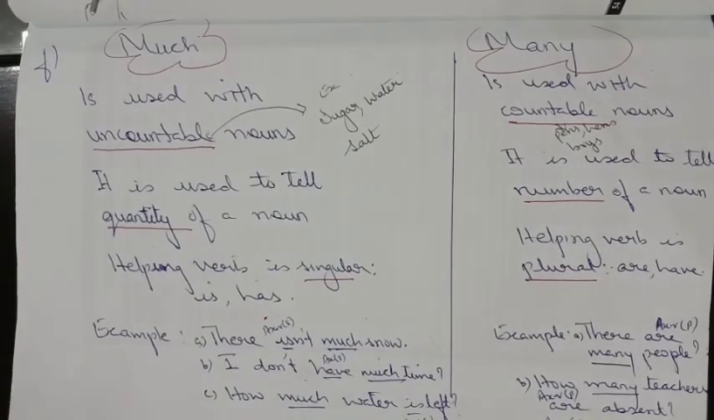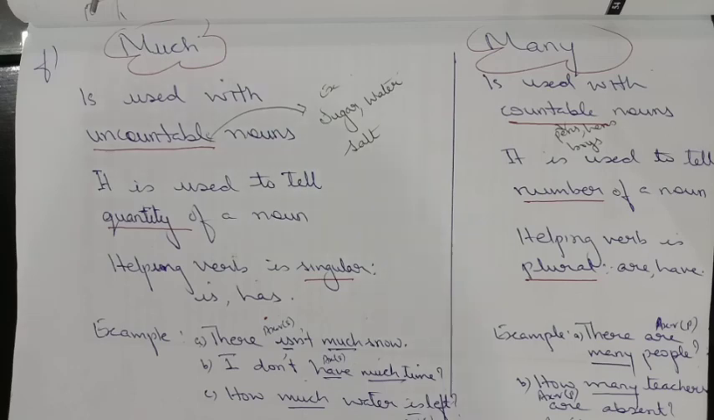The next one is much and many. Much is used with uncountable nouns and many is used with countable nouns. You use much with uncountable nouns. Suppose you say sugar, it's uncountable. Water, uncountable. Salt, uncountable. So you use much with uncountable nouns. It is used to tell the quantity of a noun. Okay?